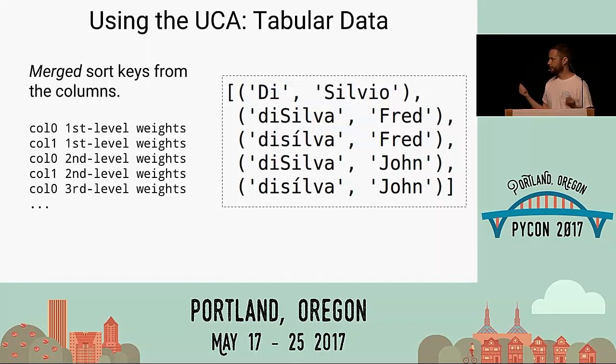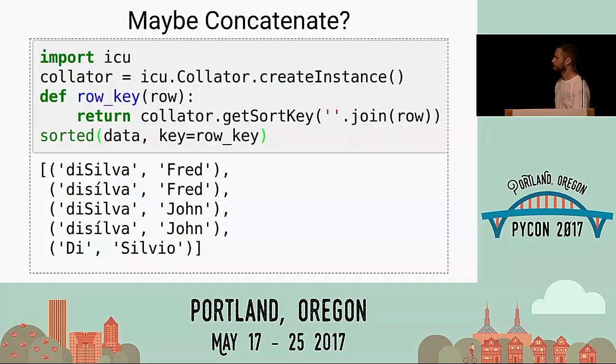What you want to do is merge them together. Look at the first level weights in the first column, look at the first level weights in the second column, then look at the second level weights in the first column, and so on. So how do we do that? Well, it's kind of like when we concatenated strings before, so maybe we can concatenate them together. That doesn't actually work. It gives you a nice ordering, but it also gives you a confusing ordering where the shorter string got put after it.